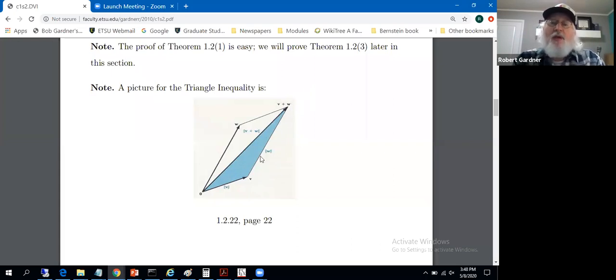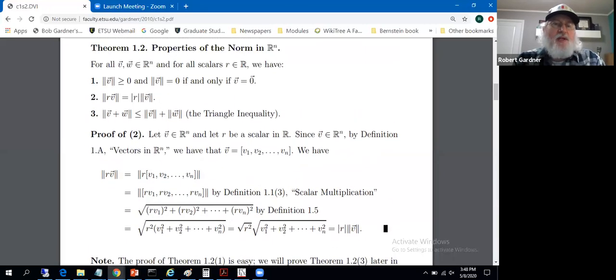The only time you can make a triangle out of a line segment of length norm v, a line segment of length norm w, and a line segment of this length is when any one of them is no larger than the sum of the other 2. They've chosen to list them in a particular way. This gives us a quick triangle interpretation.